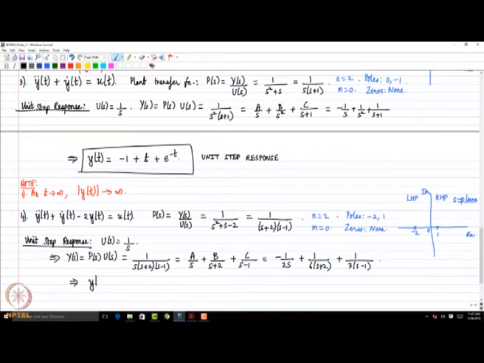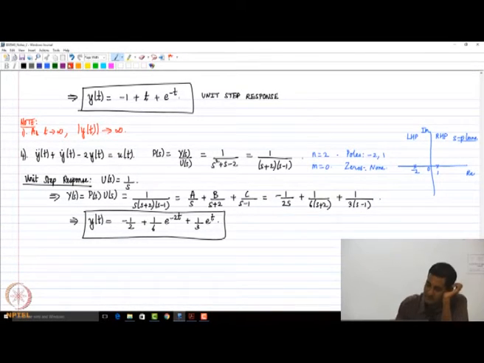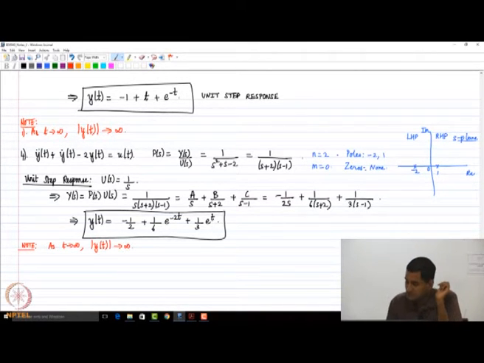So, this implies that y of t is equal to minus 1 by 2 plus 1 by 6 e power minus 2t plus 1 by 3 e power t. Okay. So, now we immediately note that as t tends to infinity, what happens to the output? The magnitude of y of t tends to infinity, right? So, that is what happens here.